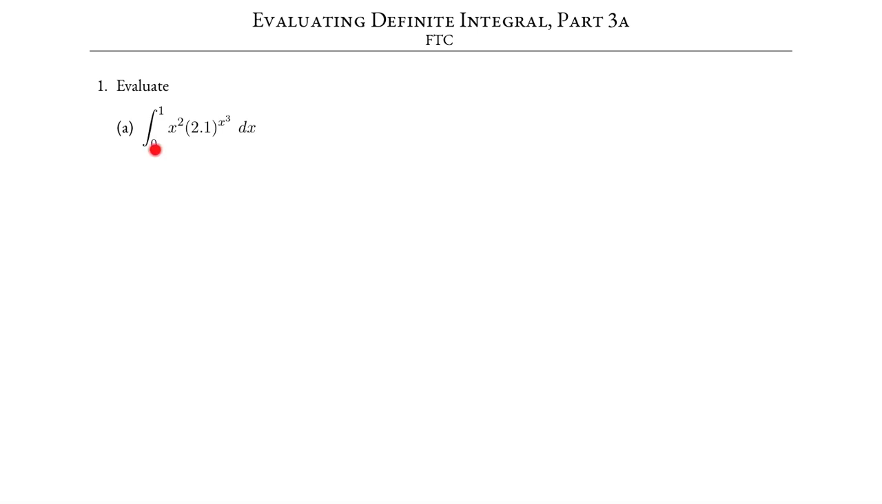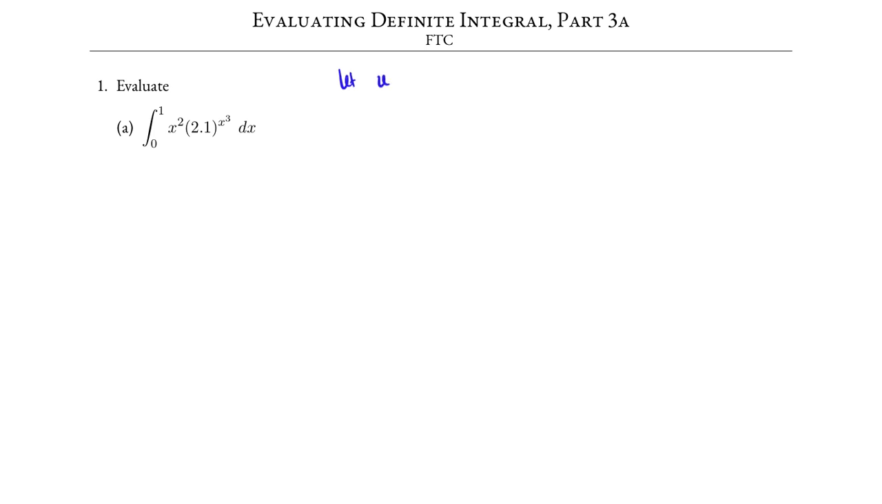Evaluate the definite integral; the answer will be a number. When we use substitution, we will not need to rewrite the antiderivatives in terms of u, but we will change the upper and lower limits of integration in terms of u as well. In this case, the exponent is x cubed and the base is 2.1.